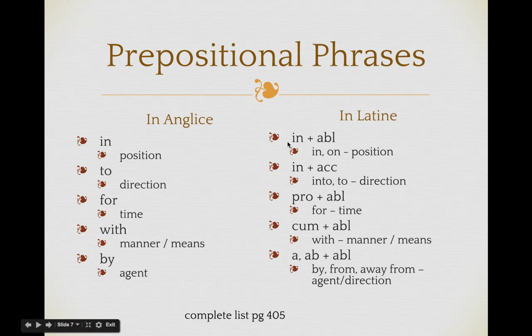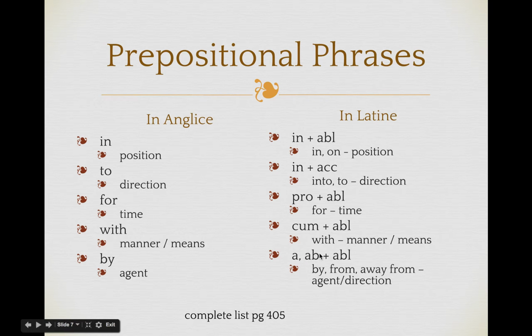The thing that's changed is the preposition itself, possibly, and that the object of the preposition will require a certain case. So, in plus the ablative will indicate position, and it means in or on. In plus the accusative will mean into, and it's meaning a direction. Pro plus the ablative is for, meaning time, and then cum with the ablative is with, and that's indicating manner or means. A or ab takes the ablative and it means by, from, away, or away from, and it's the agent or direction. A or ab works like a or an in English.